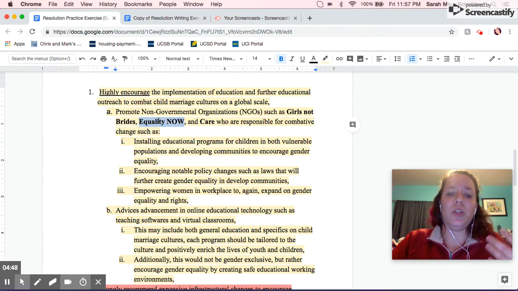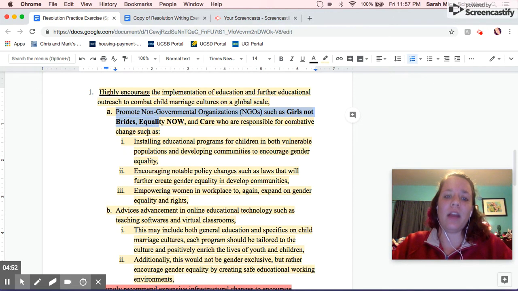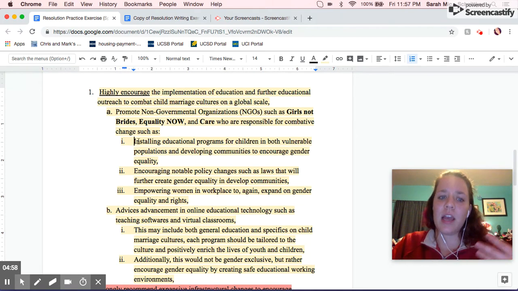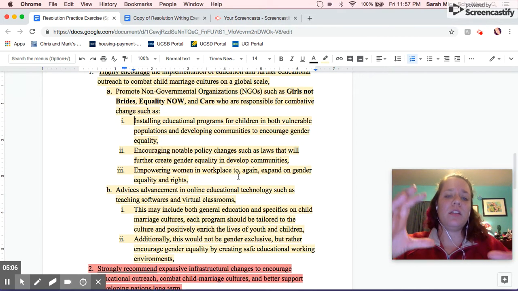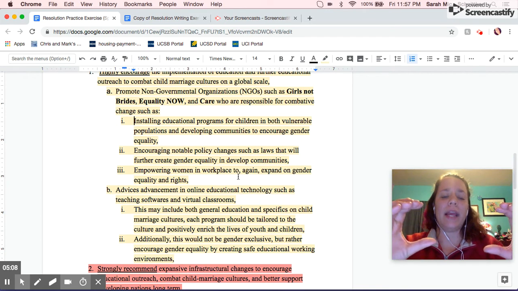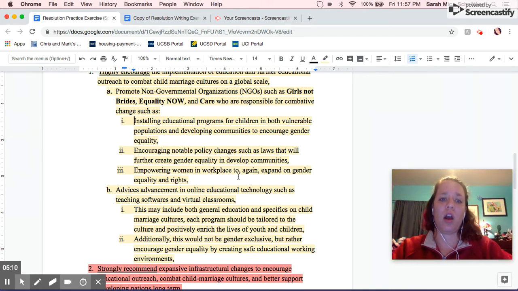So you have your list of NGOs here in your A, and then within that, what are we expecting those NGOs to do? And that's what the Roman numerals are, our sub-clauses. They install educational programs, they encourage notable policy changes, and they empower women in the workplace. That is the way you would structure a strong operative clause.